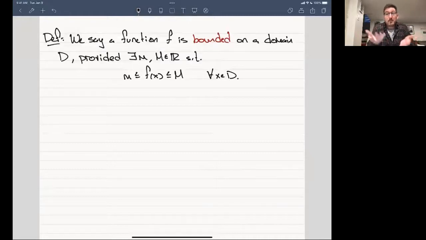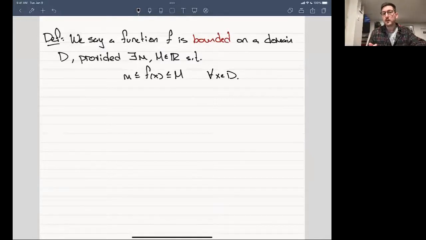For example, just f of x equal to x over the real numbers, not bounded. Or 1 over x, again, not bounded. It's got asymptotes at 0. But there are plenty of functions that are bounded, even over the entire real numbers. For example, e to the minus x squared, your typical little bell curve function, that thing is between 0 and 1 for every single value of x.